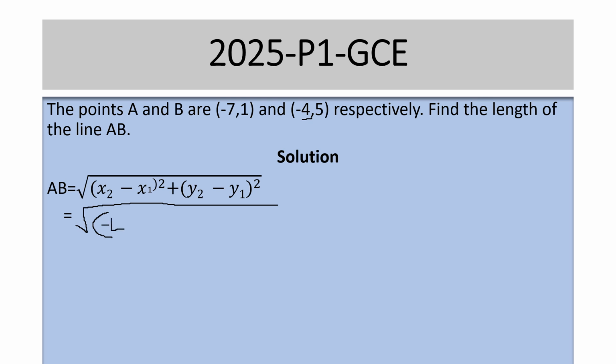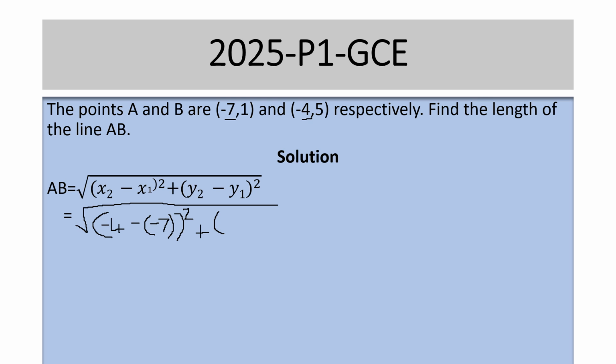So -4 will be my x2 minus my x1. It will be -7. So this will be (-4 - -7) squared, plus (y2 - y1) squared.